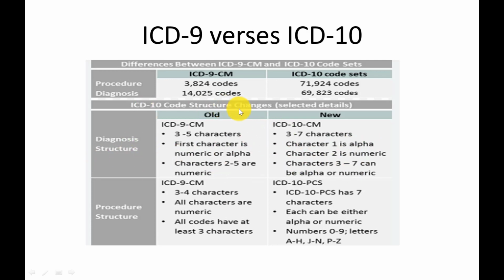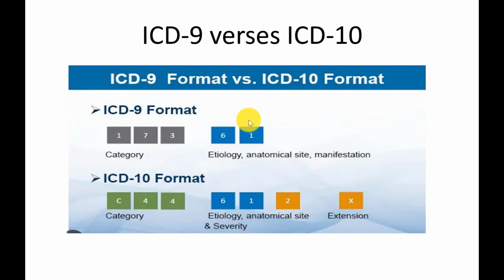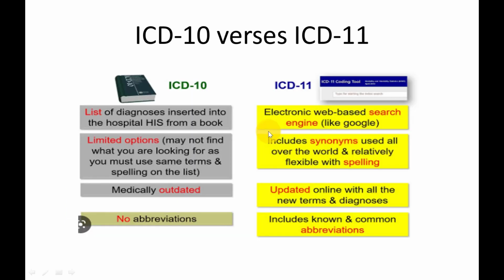If anyone wants this for an interview, they can pause the video and jot down all the points. Now, ICD-9 format versus ICD-10 format. The way we have seen, there are 3 to 7 characters. Category is there, etiology is the same. Additionally, severity is there in the ICD-10 format, the way we have seen previously, while the extension part is also additional for the ICD-10 format.